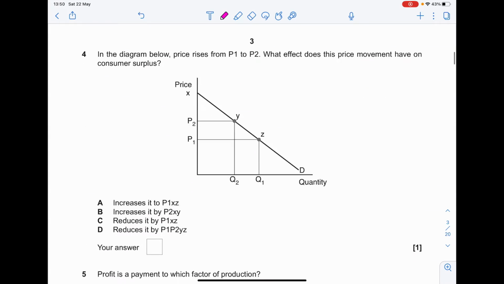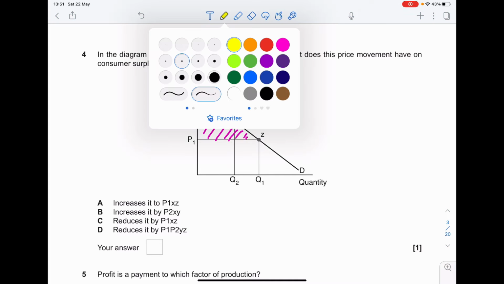Question 4, this is asking you about consumer surplus. So this is where it's useful to have colours. So in the diagram below, price rises from P1 to P2. What effect does this price movement have on consumer surplus? When price is P1, your consumer surplus is the triangle above the price line. When price is P2, then the consumer surplus is going to be the smaller triangle. So consumer surplus has fallen.